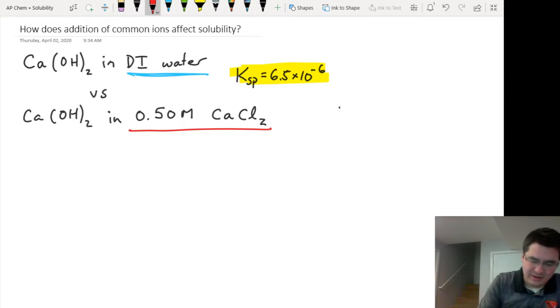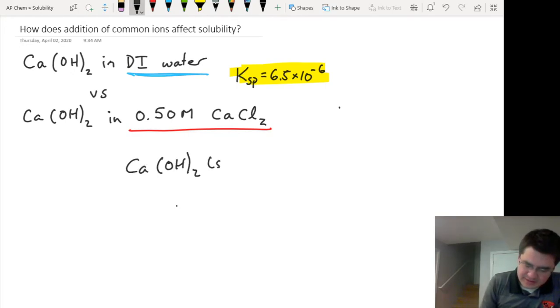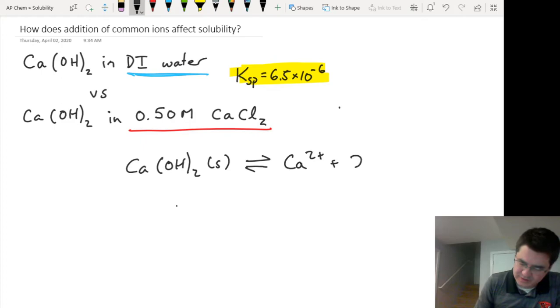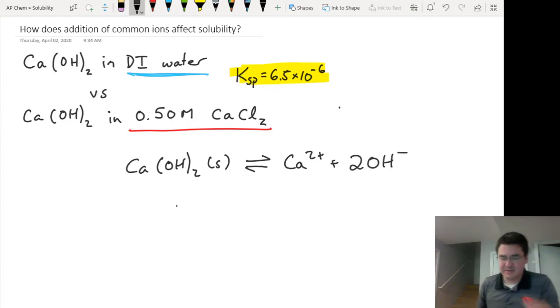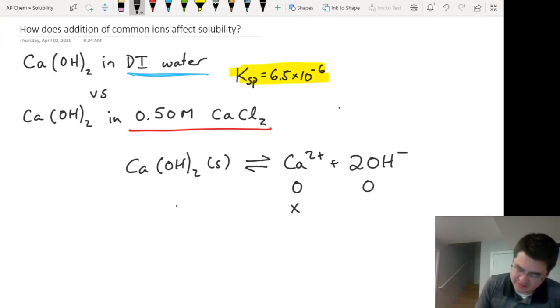But let's see what happens when this dissolves. So calcium hydroxide goes to calcium plus 2 hydroxides. And I get 0, 0, x, 2x.